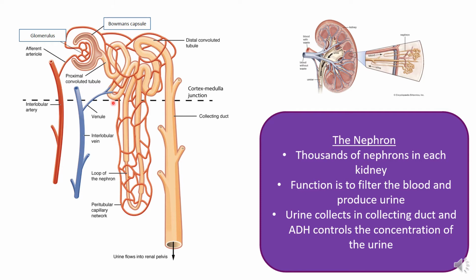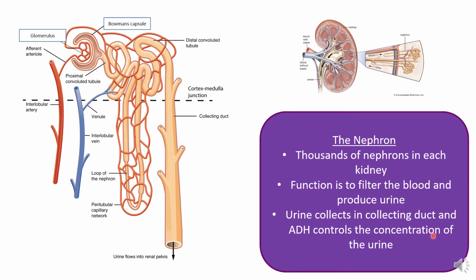What happens is there are molecules and water that are squeezed from the blood into the Bowman's capsule, and that filtrate moves all the way through the nephron until it gets to the end of the collecting duct, where it is urine. And that urine, if you can see on this diagram, collects here in the renal pelvis and then moves via the ureter to the bladder.